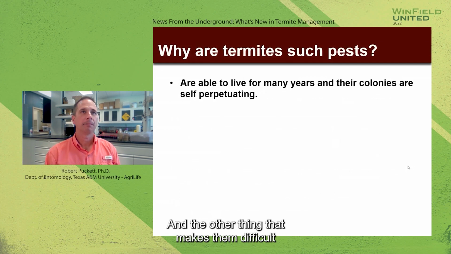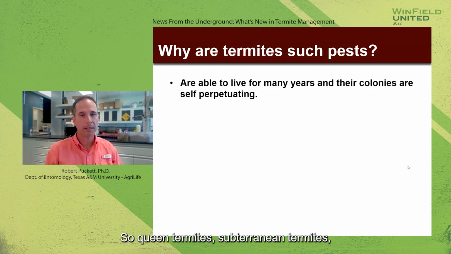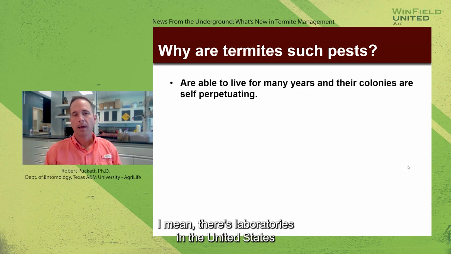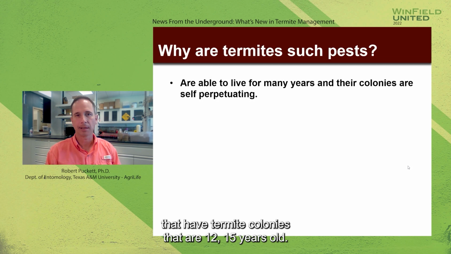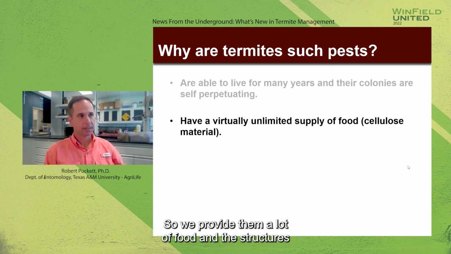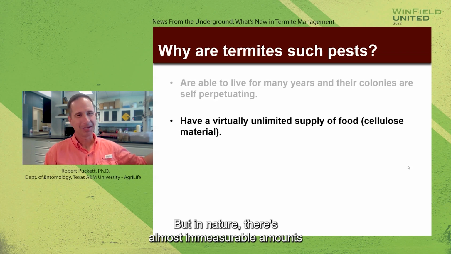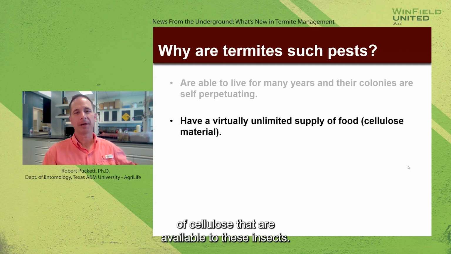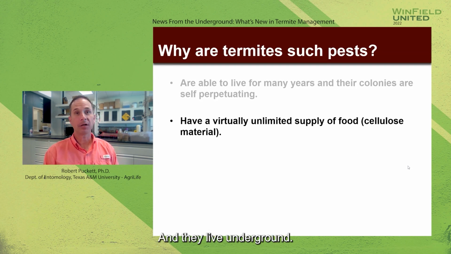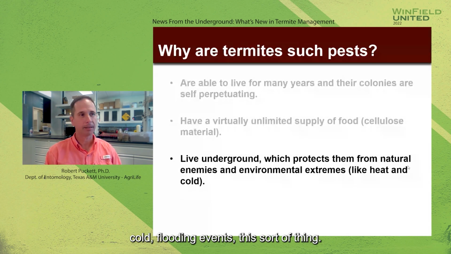The other thing that makes them difficult as a population to manage is that they can live very long periods of time. Queen termites, subterranean termites, I mean, there are laboratories in the United States that have termite colonies that are 12, 15 years old. So they're actually fairly long-lived as a colony. They've got an unlimited supply of food. We provide them a lot of food in the structures that we build with our building materials, but in nature, there's almost immeasurable amounts of cellulose available to these insects. And they live underground. So this is very important too. They're protected from environmental extremes like heat, cold, flooding events, this sort of thing.